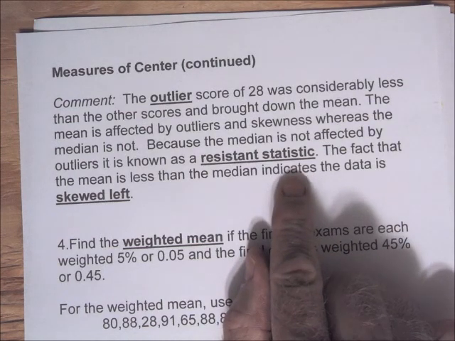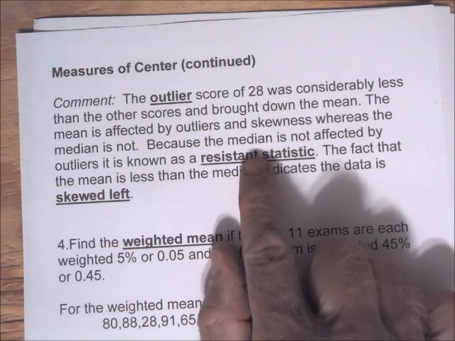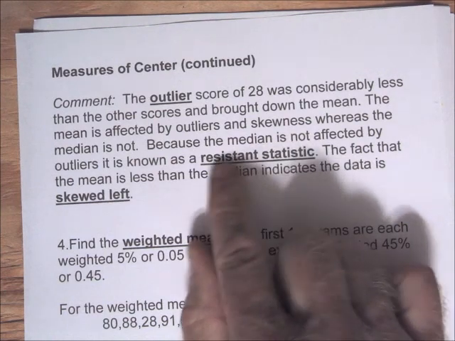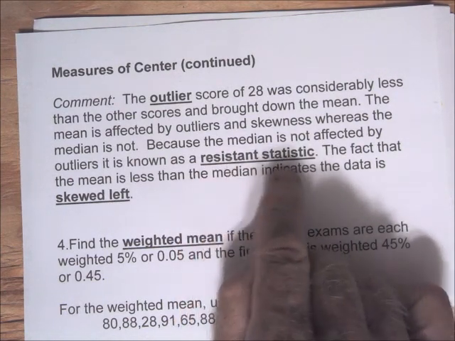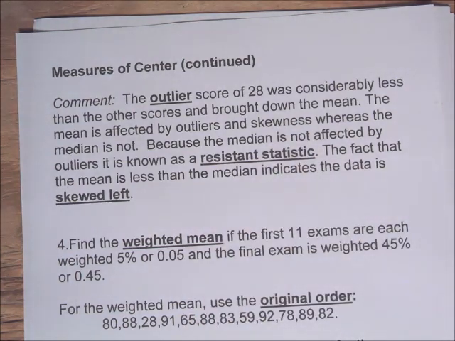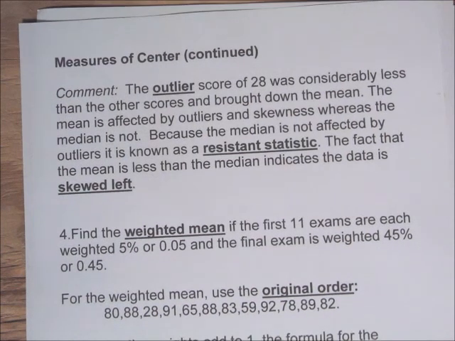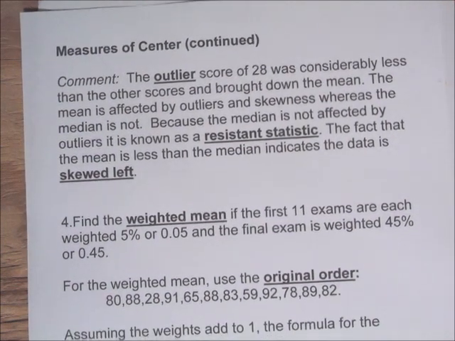So the mean is affected by outliers and skewness, whereas the median is not. So the median is called a resistant statistic. That's the advantage of the median. It's not affected by outliers. And the fact that the mean is less than the median indicates the data is skewed left.